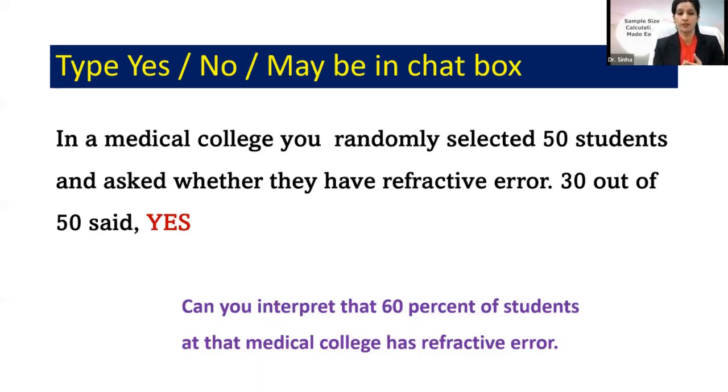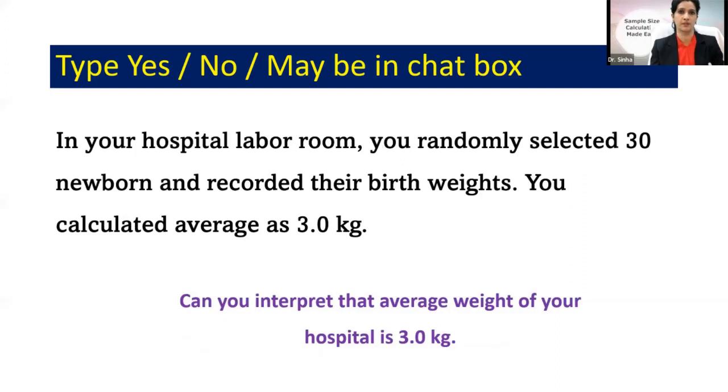So there are 3 options: yes, no, and maybe. Most of you are answering either yes or maybe. Now see the second question. In the hospital labor room, you selected 30 newborns, recorded their birth weight, and calculated the average as 3 kg. Can you interpret that the average birth weight in the hospital is 3 kg? Maybe. Again, your answer is maybe.